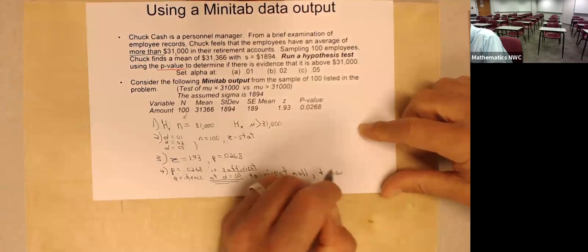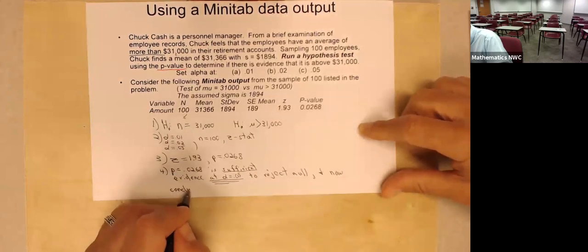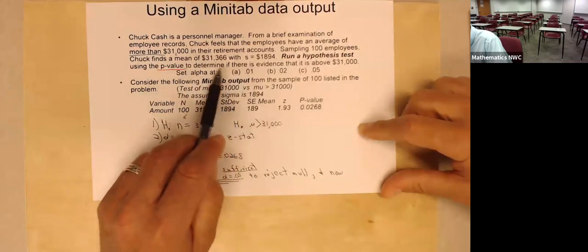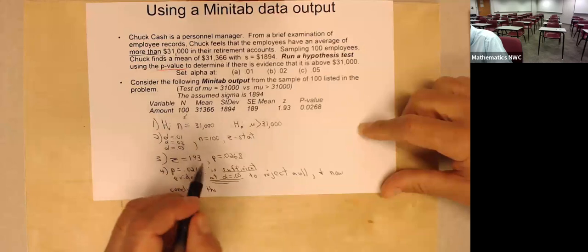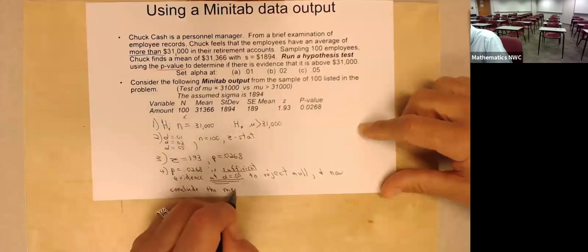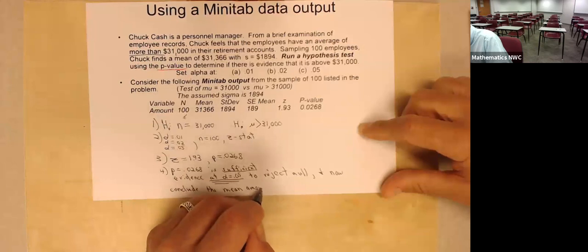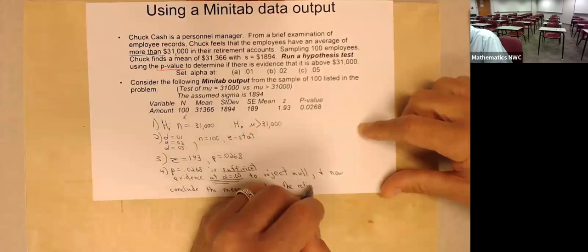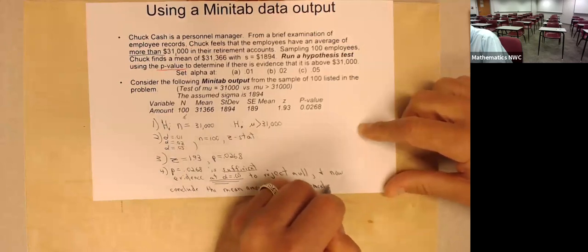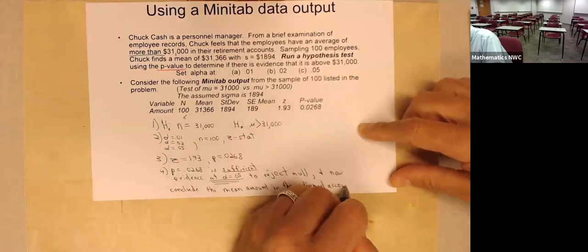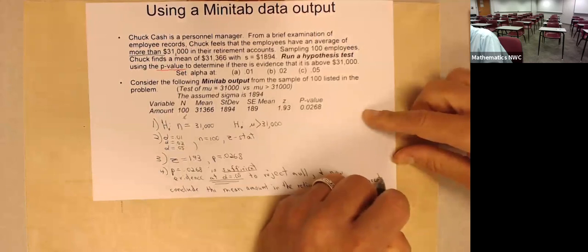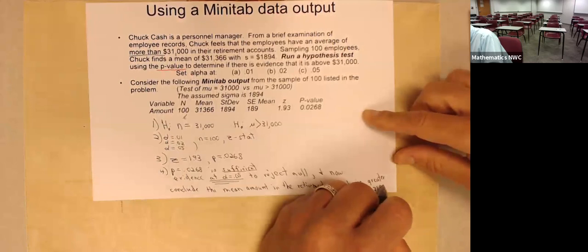And now conclude. The mean, here we go now. What am I concluding? The mean amount in the retirement accounts is greater than, I'm running out of space, sorry, greater than the 31,000.